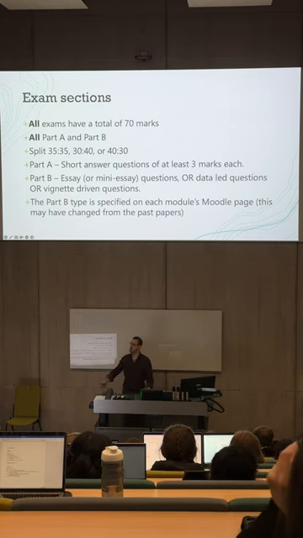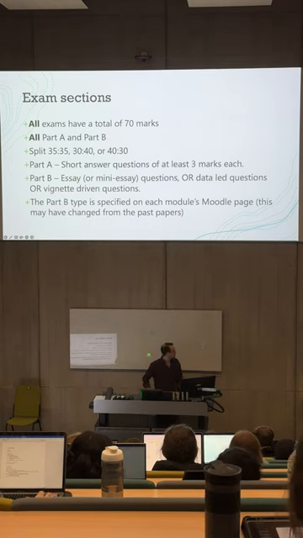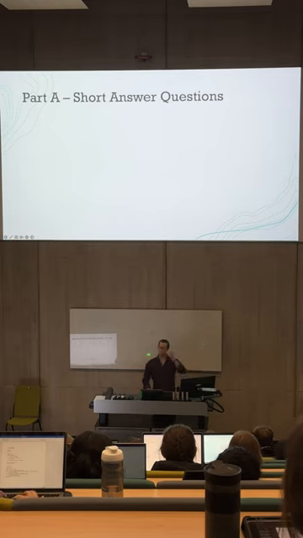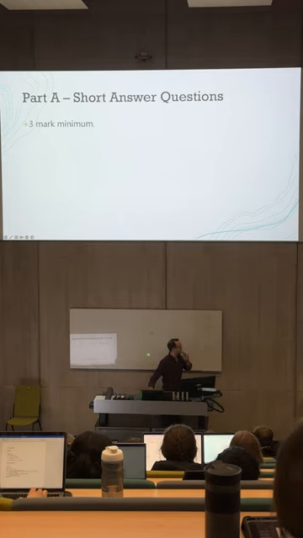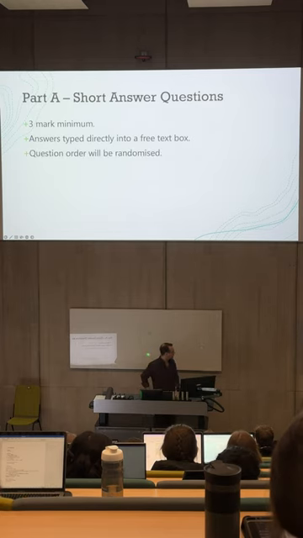There are past papers on the UG guide, so just go to the assessment section. So part A, all short answers. Every exam will have short answer questions. They've got the 3 mark minimum. You type your answers directly into a free text box. There's nothing to stop you writing whatever you want in there. There's no word limit. But you've also probably seen these kinds of text boxes in Moodle before.